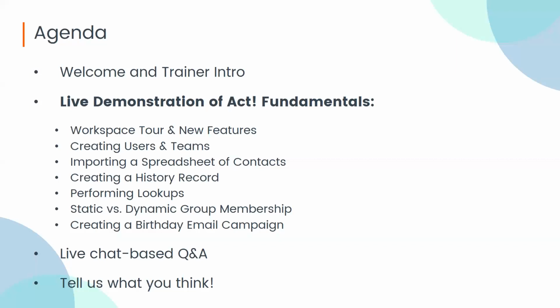Then we're going to create a simple history record, show you why history records are so important in ACT over time. I'm going to show you a few different lookups or searches that you can do in ACT to find unique data that might help you do additional things for your companies. We're going to go into the groups area. I'm going to show you how to create a static group versus a dynamic group. Both of them are good. You can find lots of good use cases for them. So I'll just show you the two different group membership types.